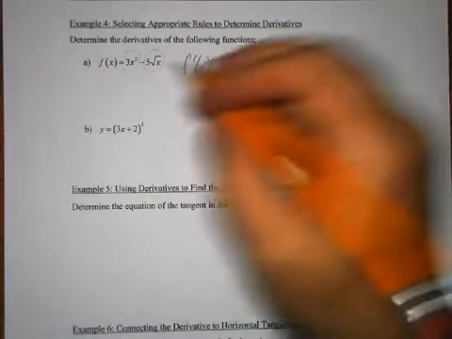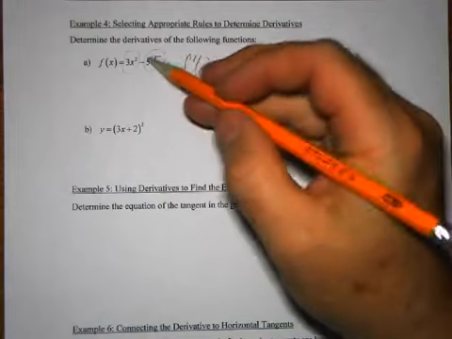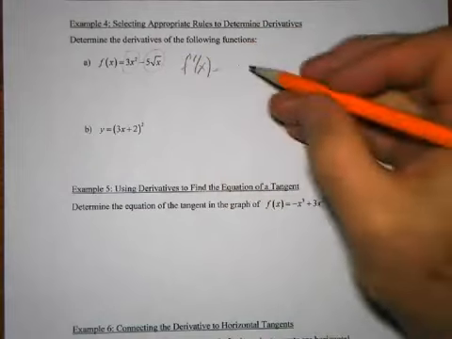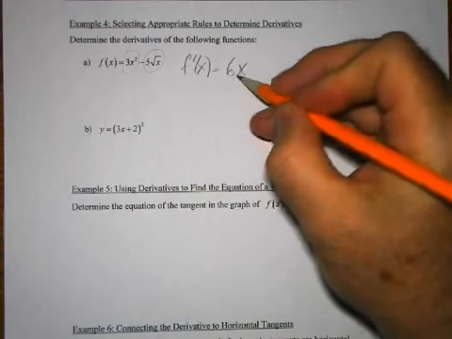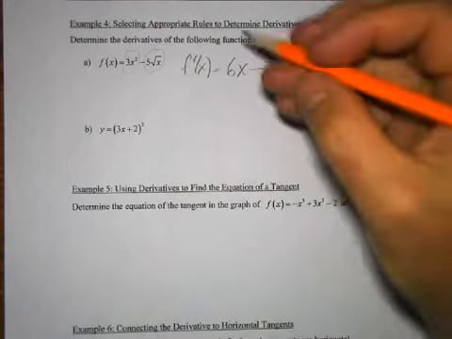Okay, so here, do this one a little quicker. That's going to be 2 times 3 times x to the 1, so that's just 6x, and I'm going to keep my negative sign there.